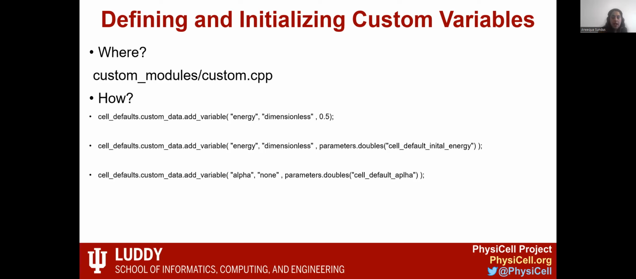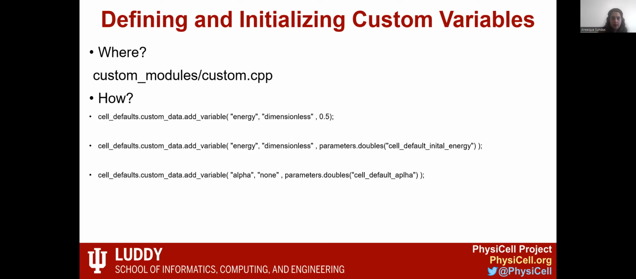The other thing is, you can have your custom variable in the XML file. At the end of it, there are user parameters. So you can have that in user parameters and read it from there. You can add a variable named energy, dimensionless, but the initial energy is defined in your XML file. This way you can easily change your initial value without changing the C++ code. Once you have written this line of code, it will go into the parameters section in the XML file and see the variable named cell default initial energy, and that will be the initial value for this variable.